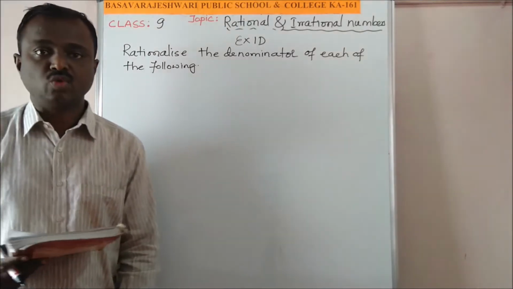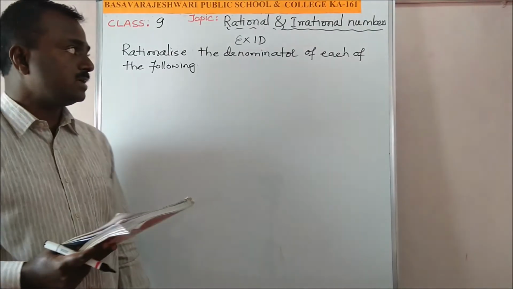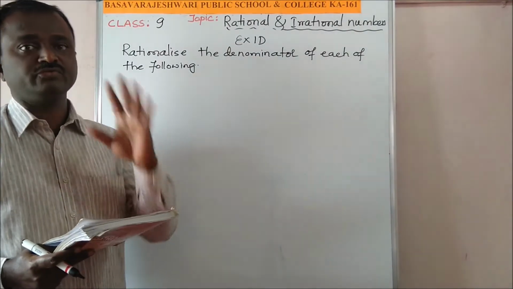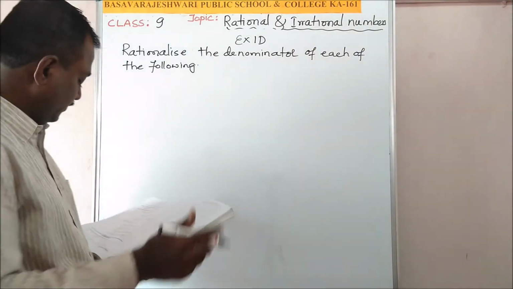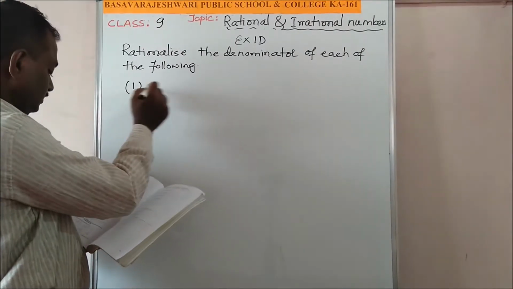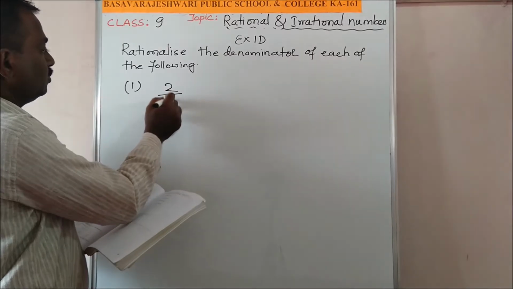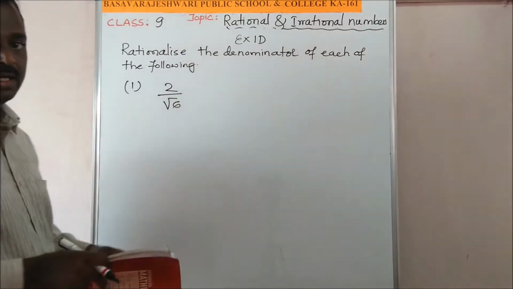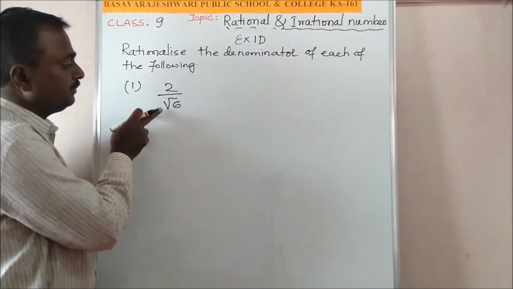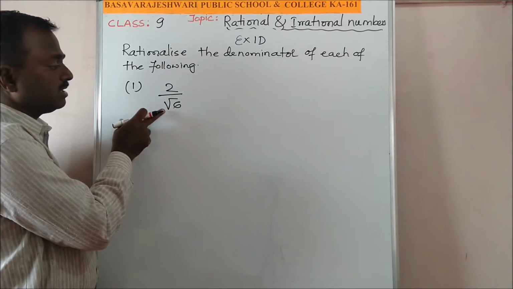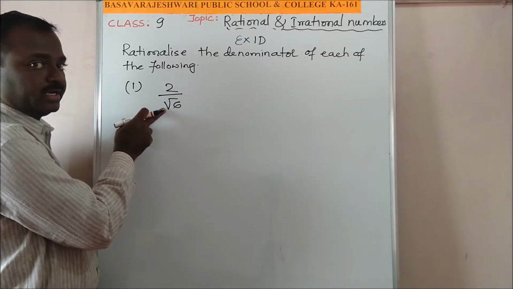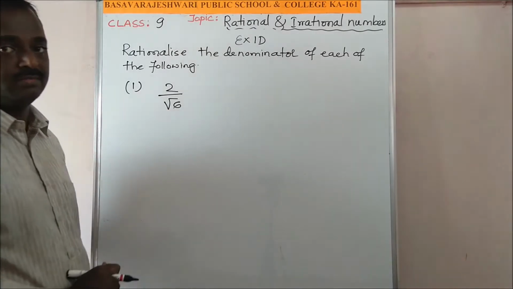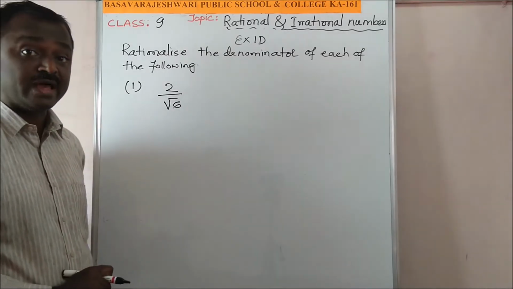So, exercise 1D, rationalize the denominator of each of the following. First one, 2 by root 6. Observe here, the denominator contains an irrational number. So we have to rationalize the denominator.